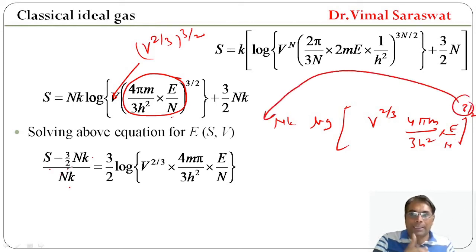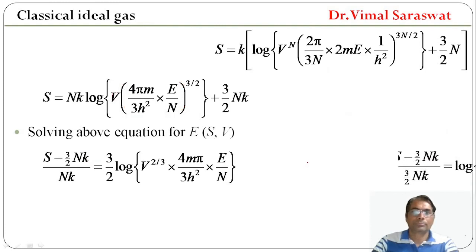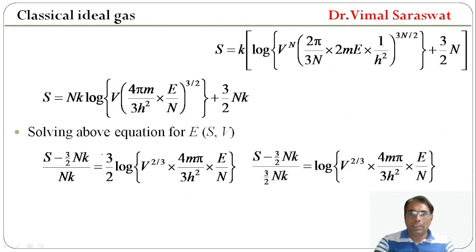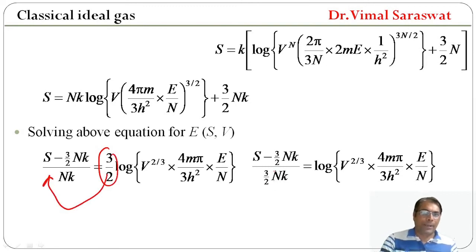So (S − 3/2 Nk)/Nk equals 3/2 log of [V^(2/3)·(4πm/3h²)·(e/N)]. So we apply here log mⁿ equal to n log m. Now we transfer this 3/2 from here to here. So (S − 3/2 Nk)/(3/2 Nk) is equal to log of V^(2/3)·(4πm/3h²)·(e/N).